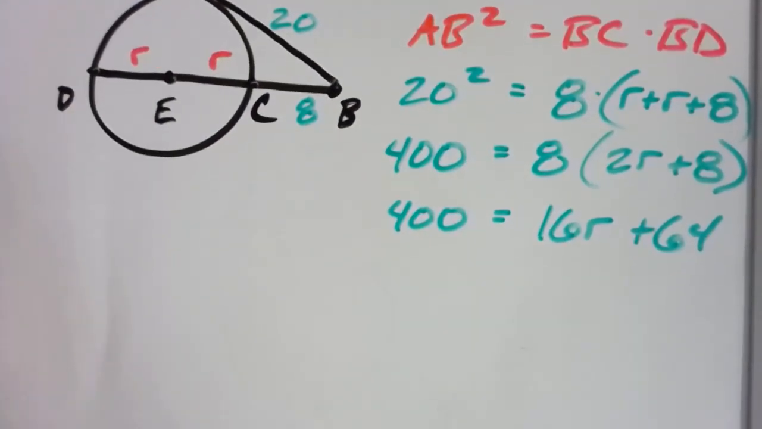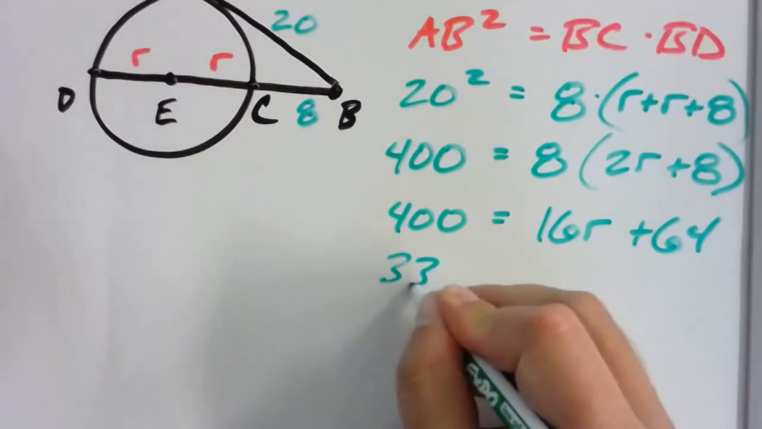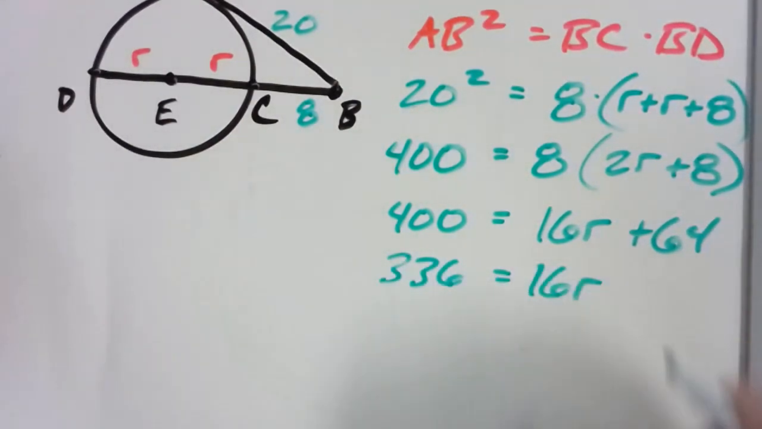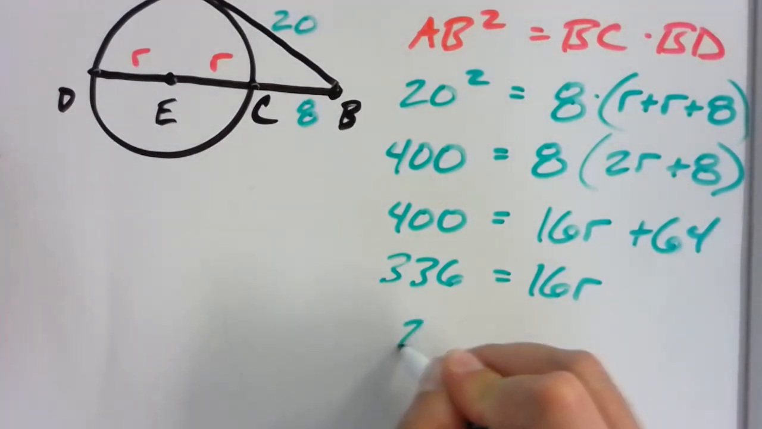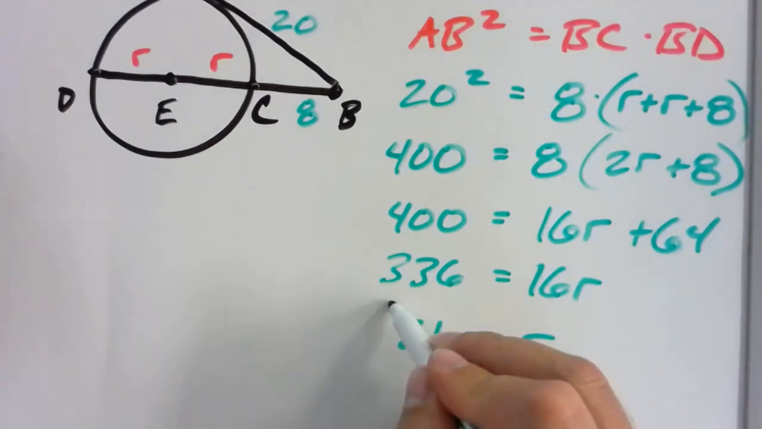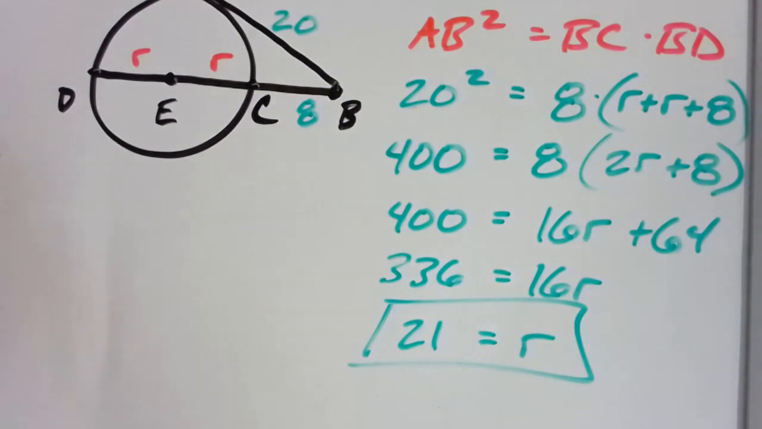Subtract the 64 from both sides, and I get 336 here on the left. It's equal to 16R. Divide by the 16, and I'm going to get 21 equals R. This problem I had to solve for the radius, so we were done.